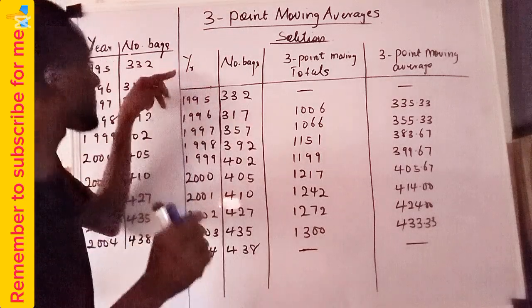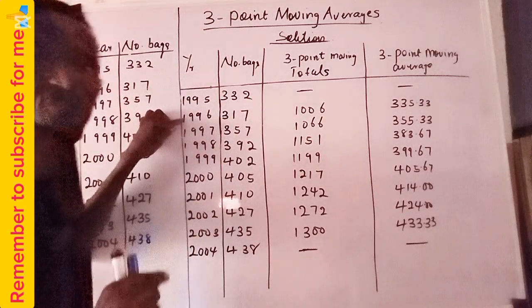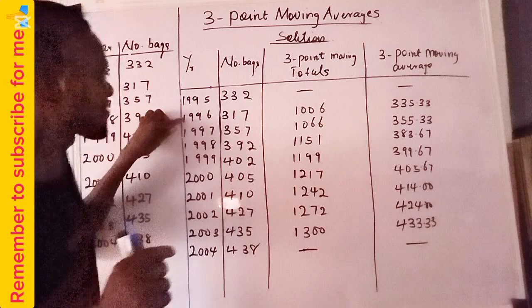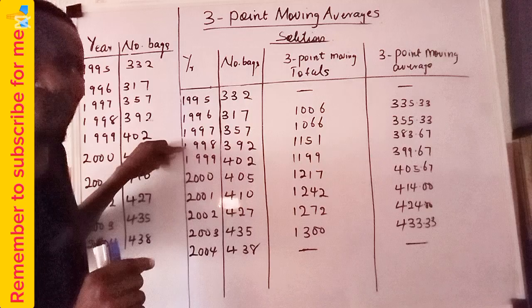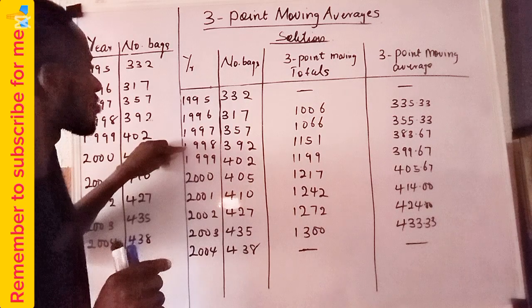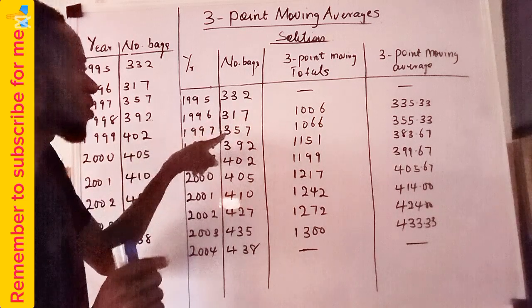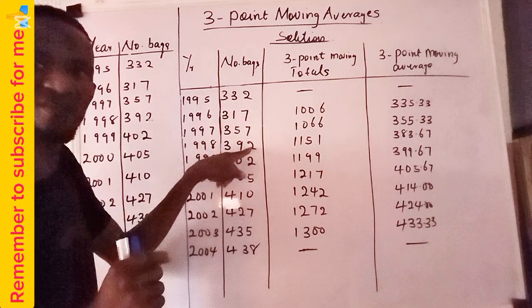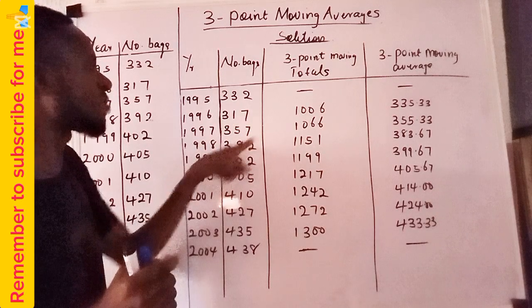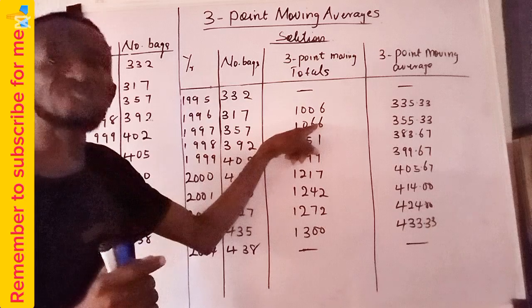So you skip the first data point and you start from the second one. Starting from the second one, you say 1, 2, 3, just like you did before. Then the total here is going to be 317 plus 357 plus 392. The total, which of course we have computed, is 1066.